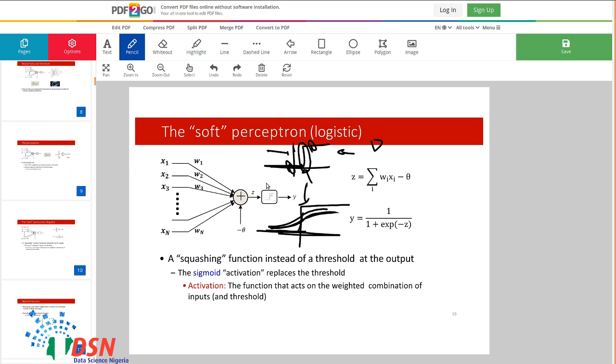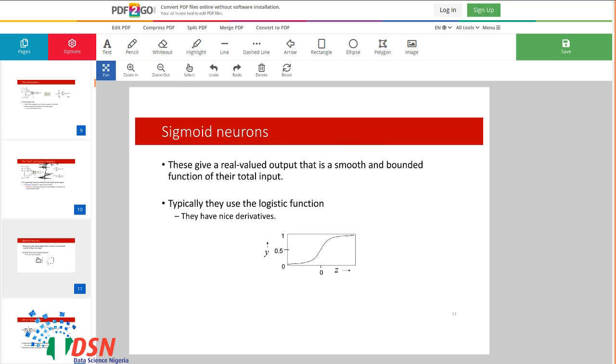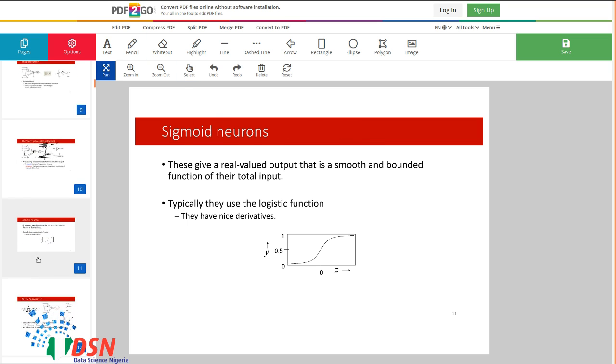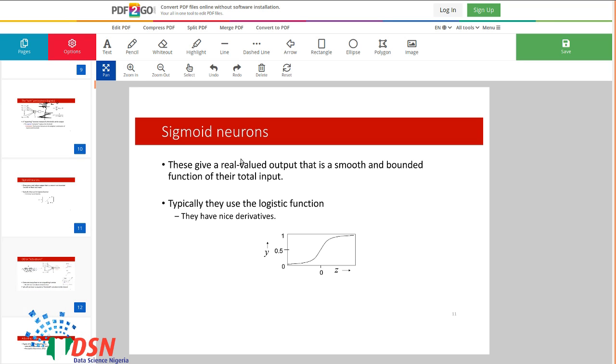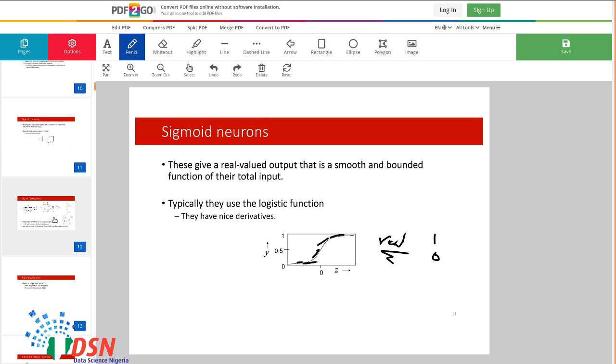And so the model of the soft perceptron neuron is just the change of activation function. Now in this case we have a real valued output between 0 and 1 for any input, and we have a nice derivative for this function. In each point we have a derivative of the function. We call these sigmoid neurons.